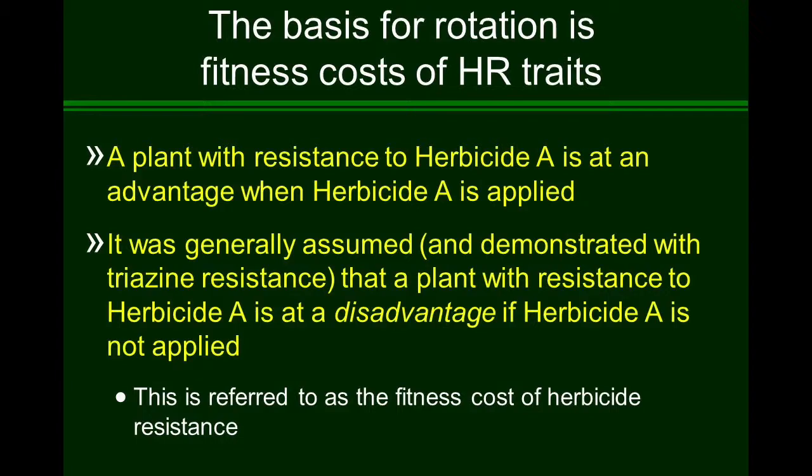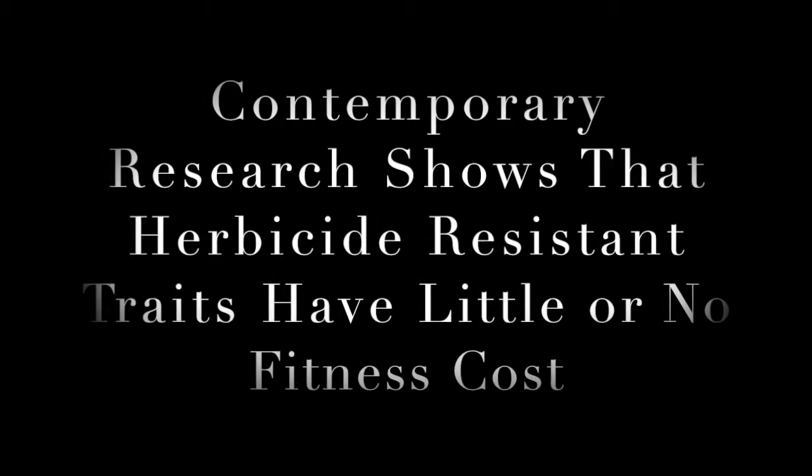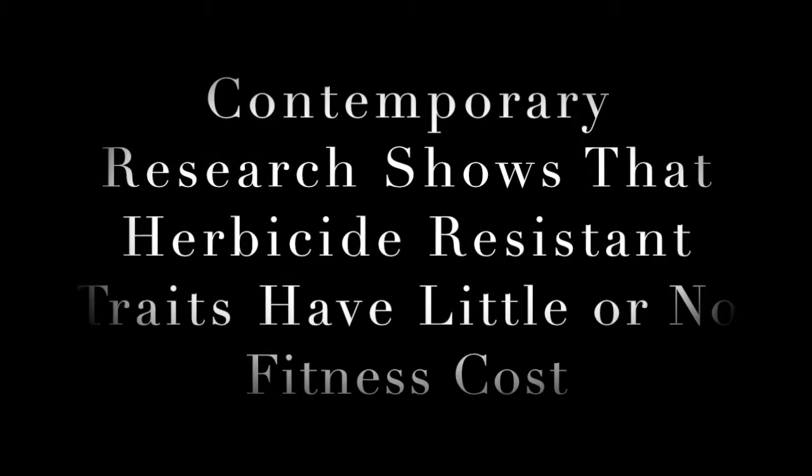Well, it was generally assumed, and actually demonstrated for our very first case of herbicide resistance, that a plant with resistance to herbicide A is actually at a disadvantage if herbicide A is not applied. And if that's the case, and scientists initially thought that would be the case, then herbicide rotation makes a lot of sense. Unfortunately, however, it turns out that most of our herbicide resistance traits have very little fitness cost, basically a negligible fitness cost. So the whole premise for using herbicide rotation doesn't really work for most of our herbicide resistance traits.